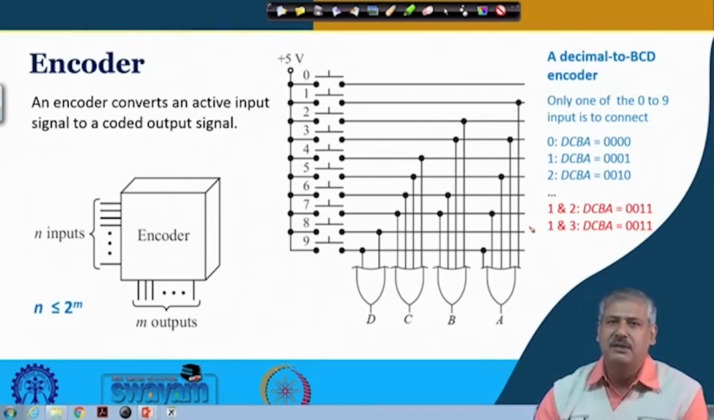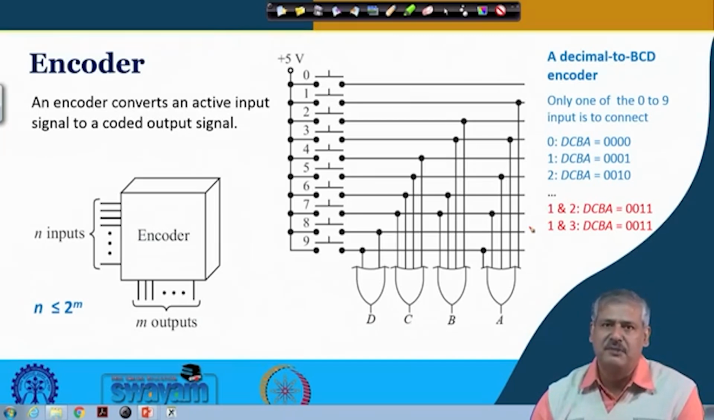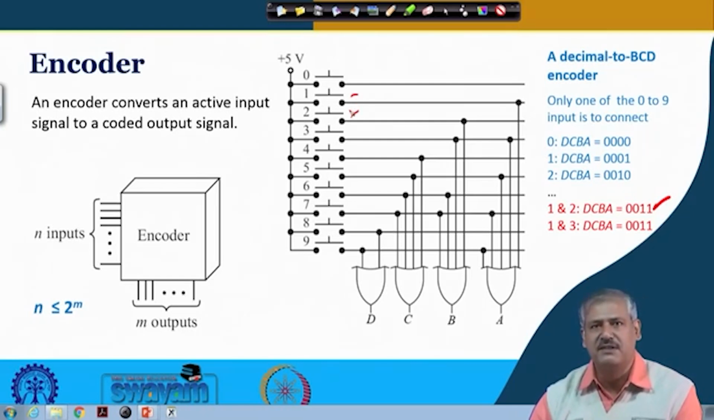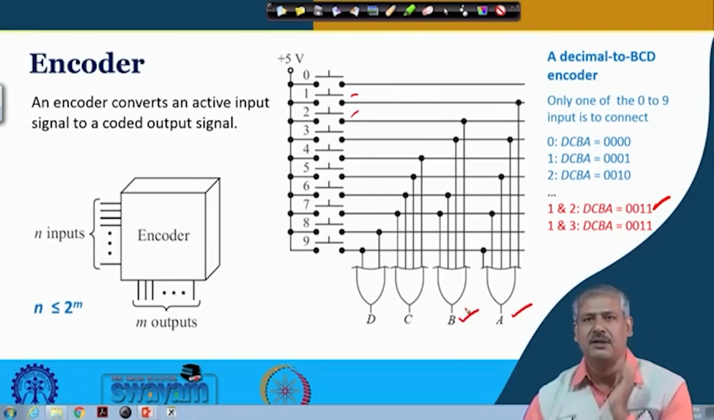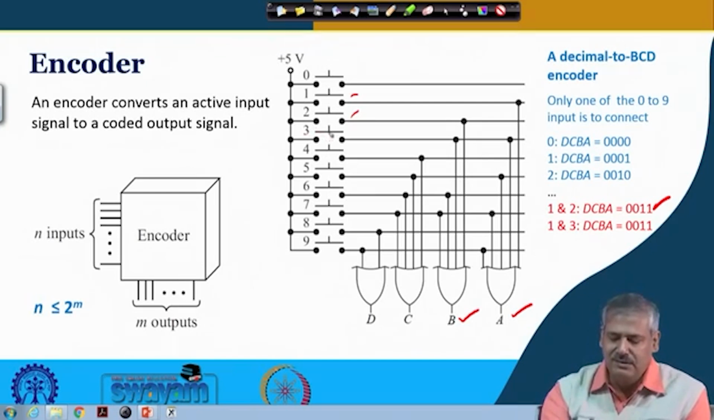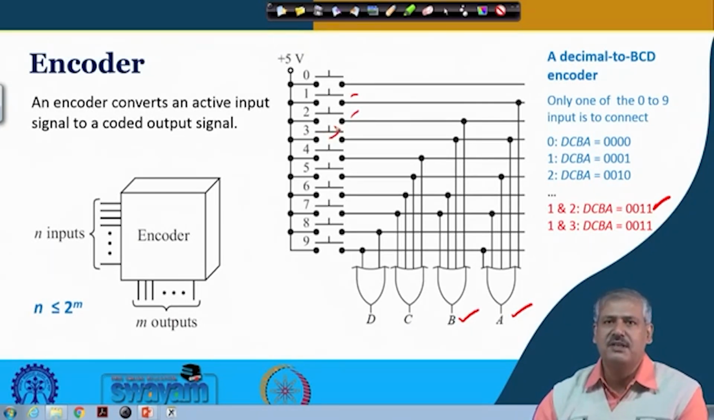Now, in this particular example, as I said, there is a constraint that one of the inputs is always present, always pressed. Now, if more than one input is pressed, what will happen? For example, take 1 and 2. If 1 and 2 are simultaneously present, this will become high and this will also become high. So, the output will become 0011. It will appear to the external world that input 3 is present instead, which is erroneous.